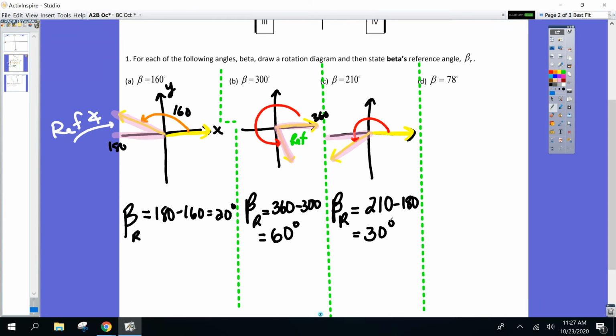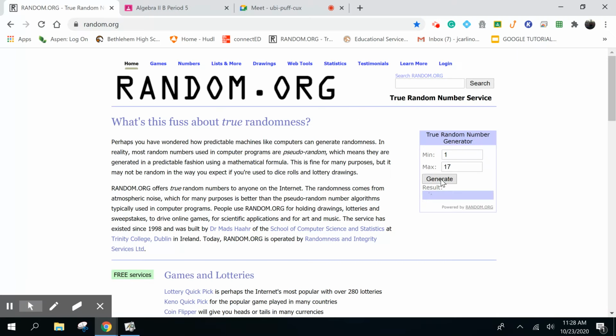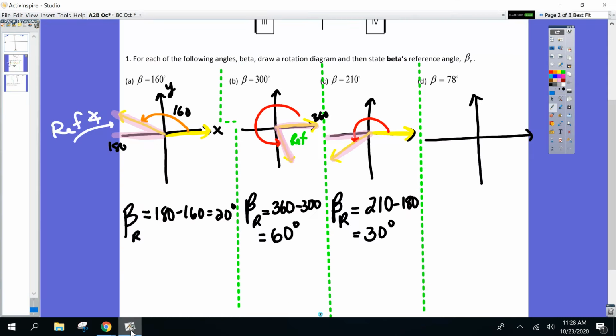Okay, let's try out part D then. All right, let's see where you're at now. 78. What quadrant? Dan, here we go. What quadrant am I in? It'd be the first quadrant. Yep.